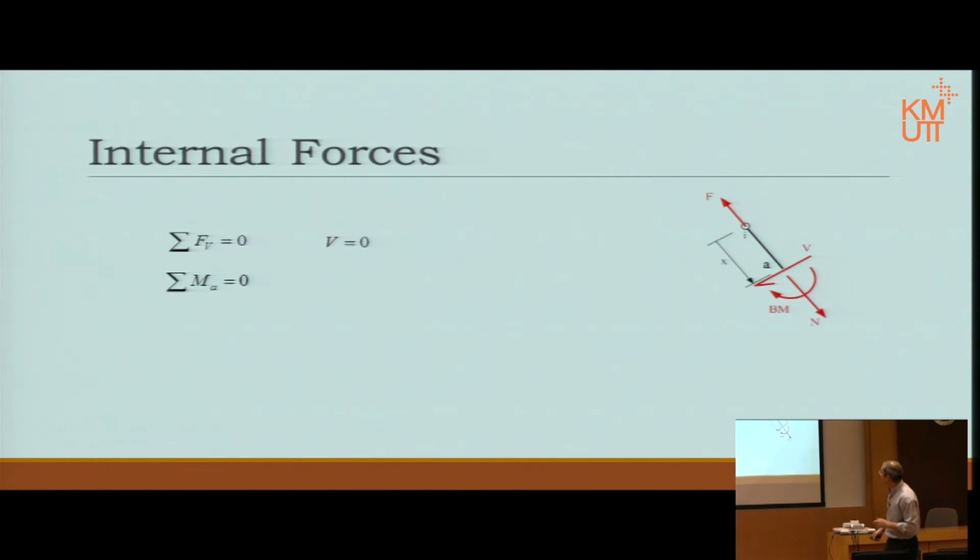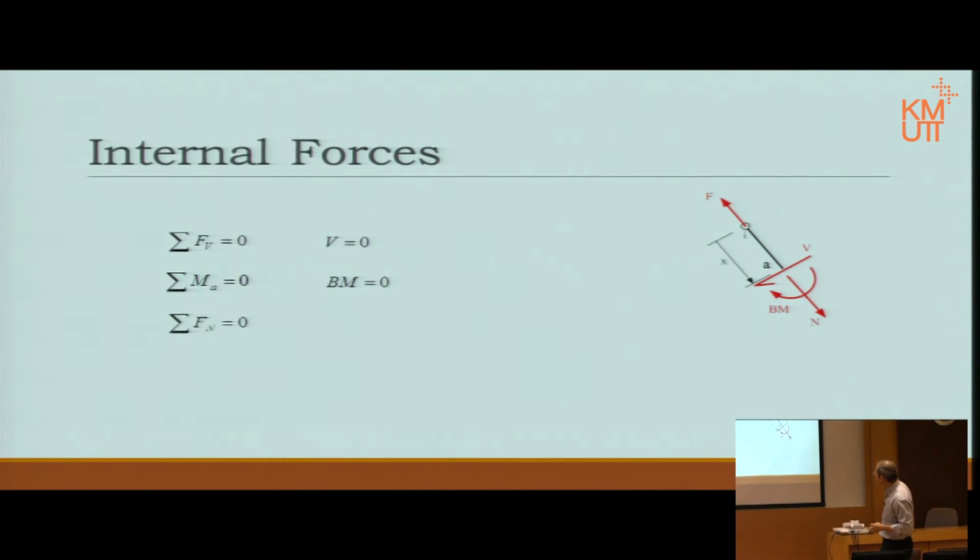Next, if I take moment about point A, not point I, point A. Point A is where I cut. Now, if we look at that, the shear force is at the point, therefore it is times 0. It disappears. F and N are on the same line and go through point A. Therefore, there is no 90 degree distance either. So in that case, there is only one moment left, which is the bending moment itself. Therefore, bending moment must be 0.